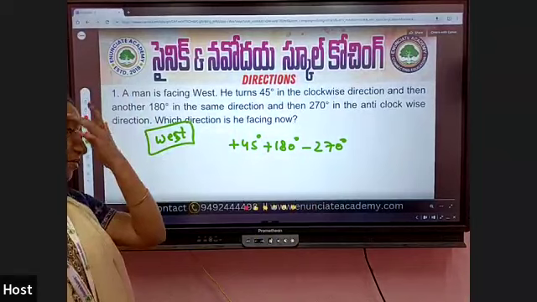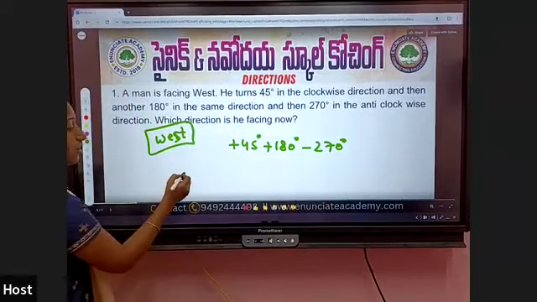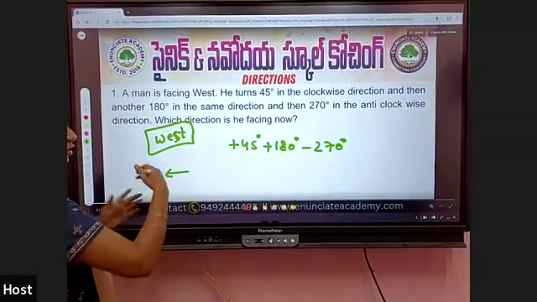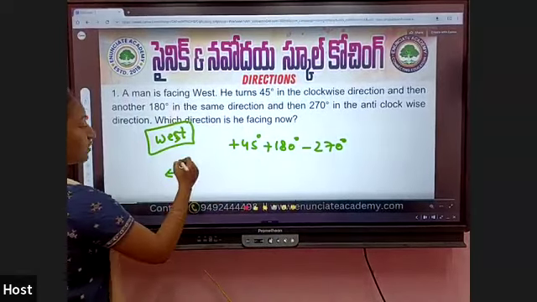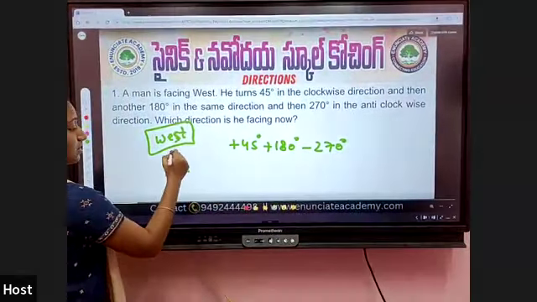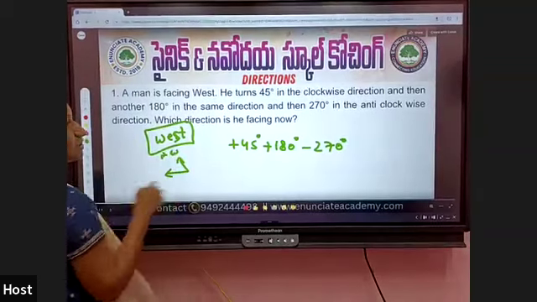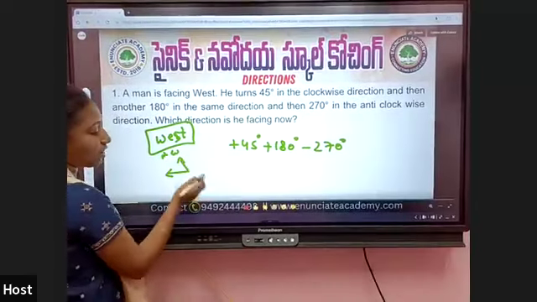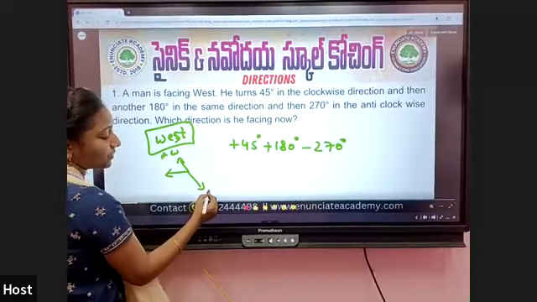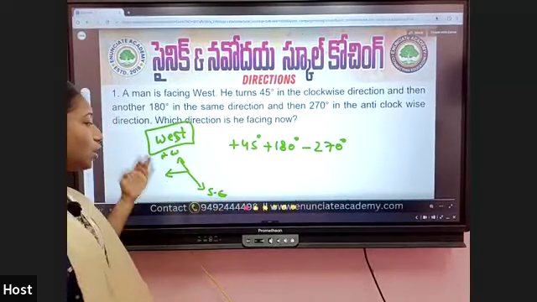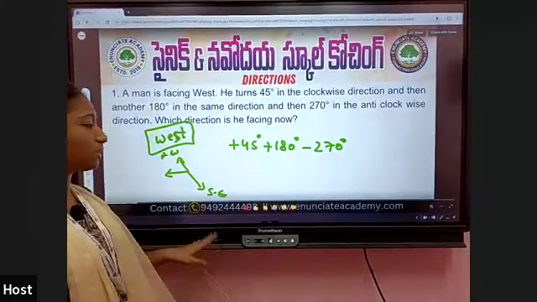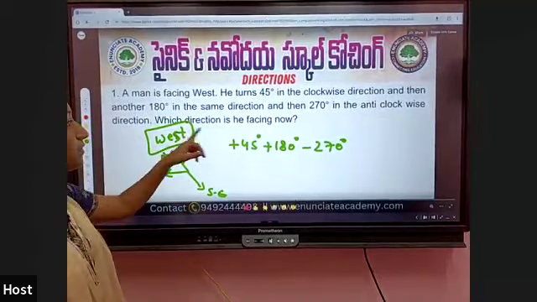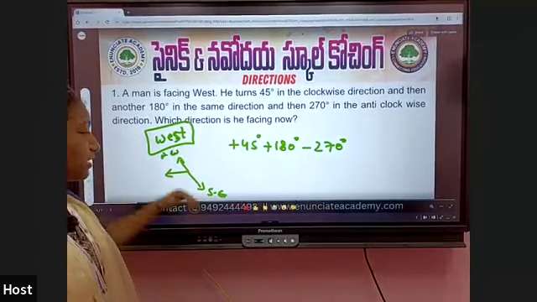Now, this diagram we can solve like this also. He is facing west, 45 degrees in the clockwise direction. Clockwise means like this, 45 degrees. This means northwest is this direction. And 180 degrees in the same direction, again clockwise 180, means this is southeast. The opposite of northwest is southeast. Next, 270 in the anti-clockwise.